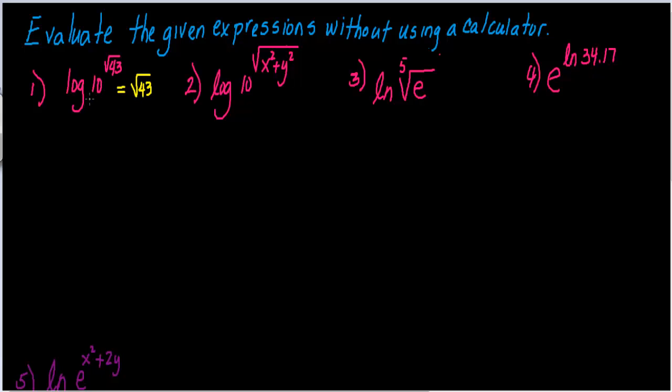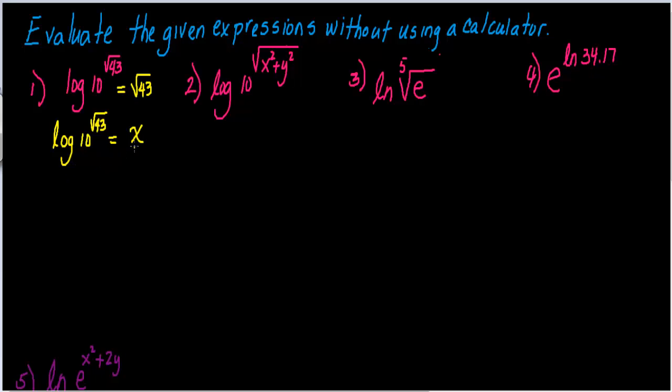If you don't know that rule, or if you are not able to remember it, then you can always go to your other resource, which is to change your log expression into an exponential expression. So I'm going to rewrite this to do it the long way. Log base 10 of 10 raised to the square root of 43. And that equals what? I don't know, so I write an x. And now I take my base, which is 10, that's not written, but I know is there, and I raise it to the x power.